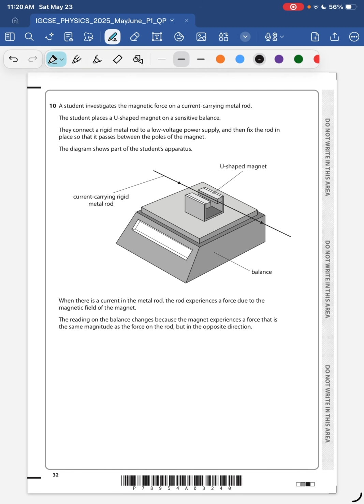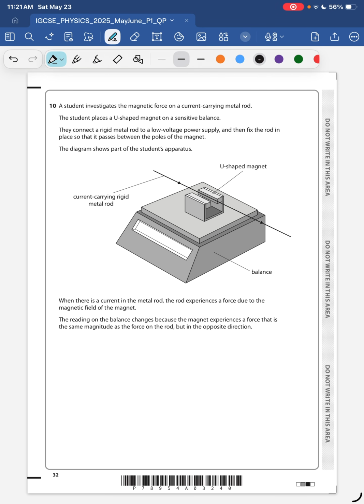10. A student investigates the magnetic force on a current carrying metal rod. The student places a U-shaped magnet on a sensitive balance. They connect the rigid metal rod to a low voltage power supply and then fix the rod in place so that it passes between the poles of the magnet. The diagram shows part of the student's apparatus.